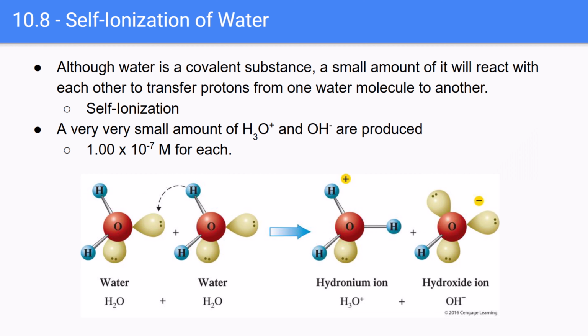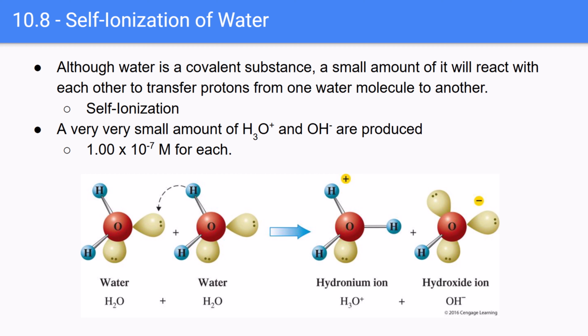So this is definitely a concept that goes above and beyond this course, but it helps explain an equation that we're going to look at here. Although water is a covalent substance, a very small amount of it will react with each other to transfer protons. So water in and of itself can behave as an acid or a base. It's referred to as self-ionization, and very small amounts of H3O+ and OH- are produced from this. In this case, water is acting as an acid and the other water molecule is behaving as a base.